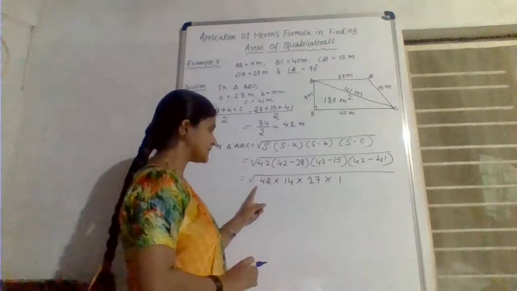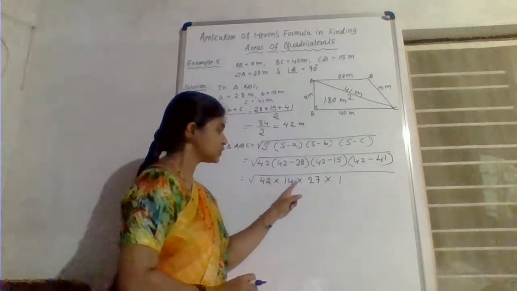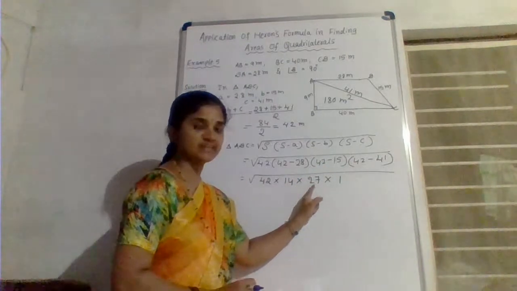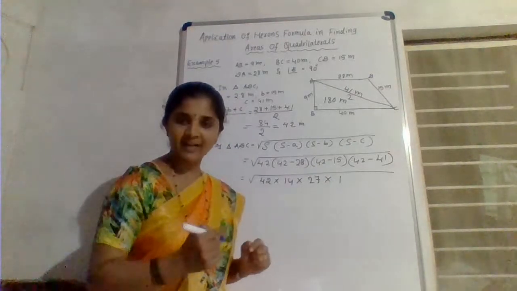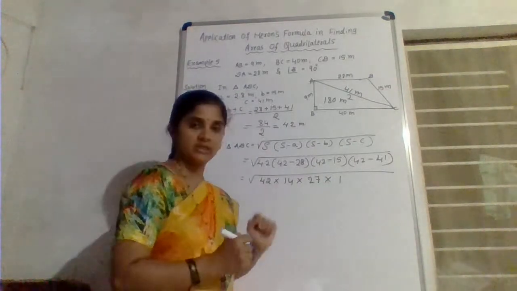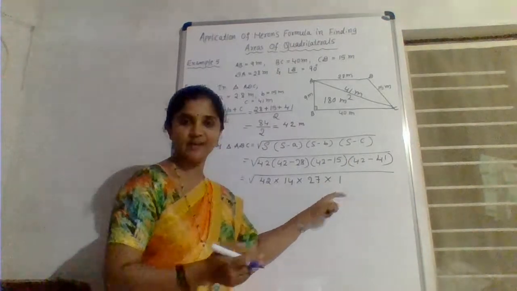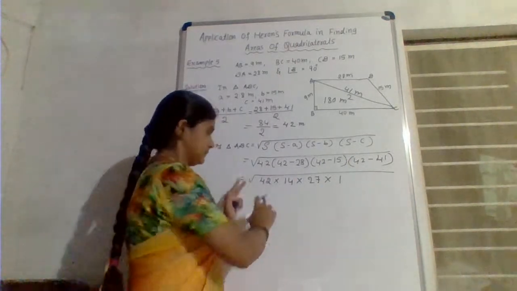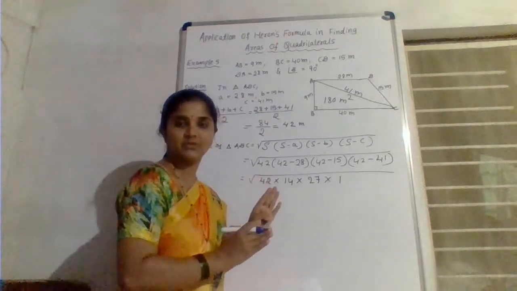Yes. So next step we got 42. Here 42 minus 28 is 14. So then 42 minus 15 is 27. Then 42 minus 41 is 1. So what next actually? Now we have to see, is there any perfect square number? Yes, only 1 is the perfect square number. 1 comes out. So then what do we have to do now? We have to think, we have to split these numbers so that they pair.